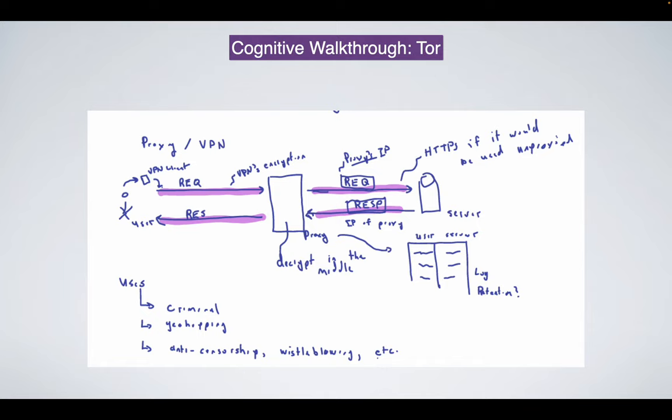A VPN is more about, like, say I'm outside of Concordia and I want to come into Concordia's network. That was the idea of a VPN in the first place. Proxy is actually more about obfuscating your IP address. Okay. Now, first off, before we get to how it works, why do you want to hide your IP address?